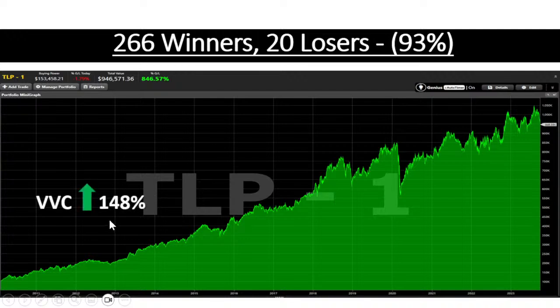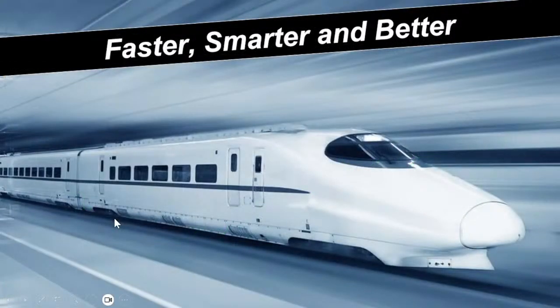The VectorVest composite during the same time frame, February of 2010, all the way to current, went up 2.5x. VVC went up 2.5x, 150% roughly. We tremendously outperformed the market, obviously, 850% over that same time period.